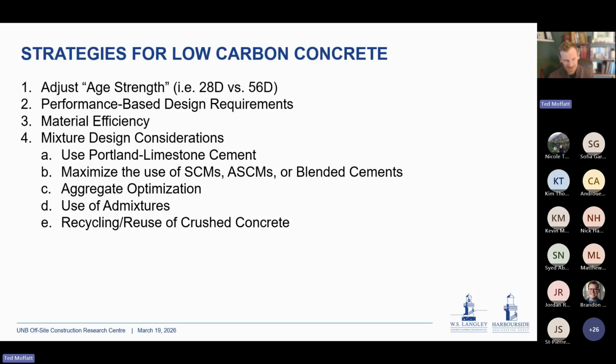And then finally, recycled concrete aggregate. So for recycled concrete aggregate, there's a section now within CSA A23.1. Mainly, where I see RCA used is in road bases, but I mean, there are a few applications where it's being used more and more in structural concrete.